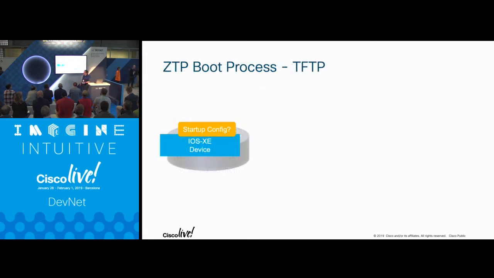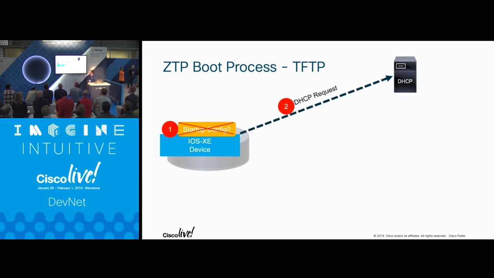So let's go over the process. We have an XE device, it fires up. Again, I mentioned, it doesn't have a startup config. No startup config. This device is going to DHCP on connected ports. You connect a port to it, and it's going to try to DHCP on that particular connected port.